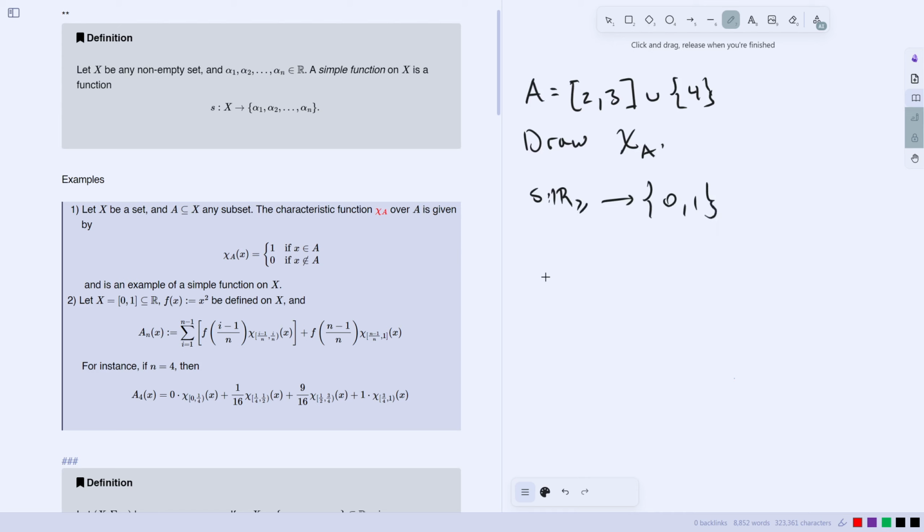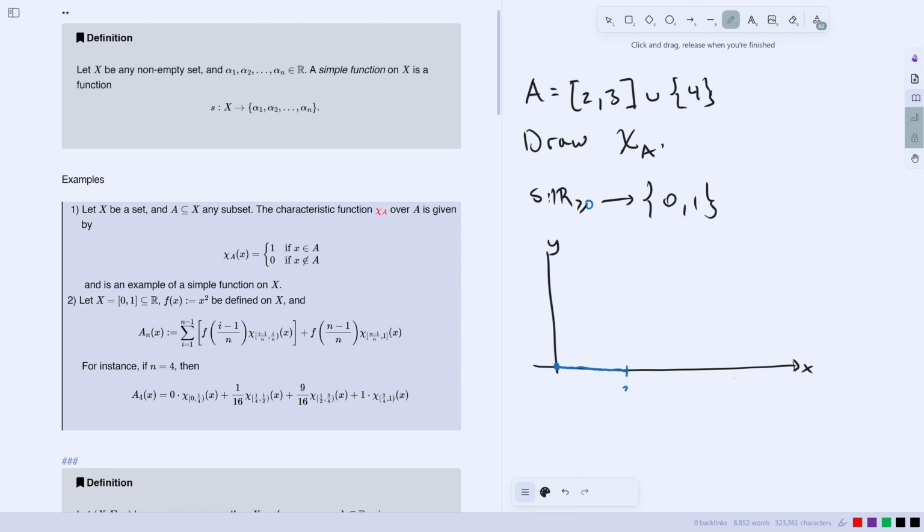Now to draw it, I'm just going to follow this definition. Let's see. We'll draw it in blue. Starting at 0, well, 0 is not in the set. So chi A of 0 is going to be 0, and it's going to continue being 0. Every element between 0 and 2, not including 2, is going to be 0.